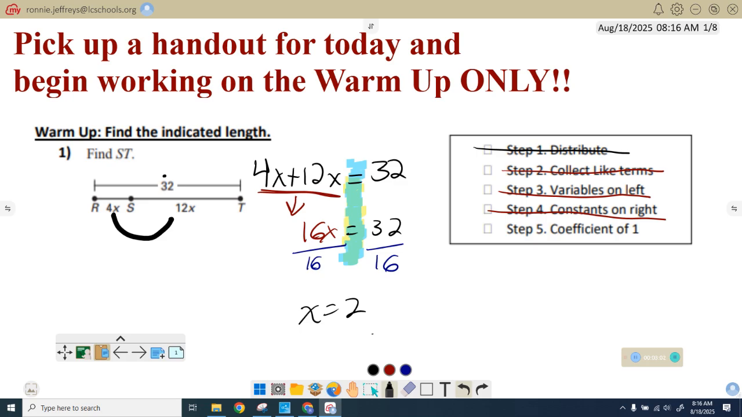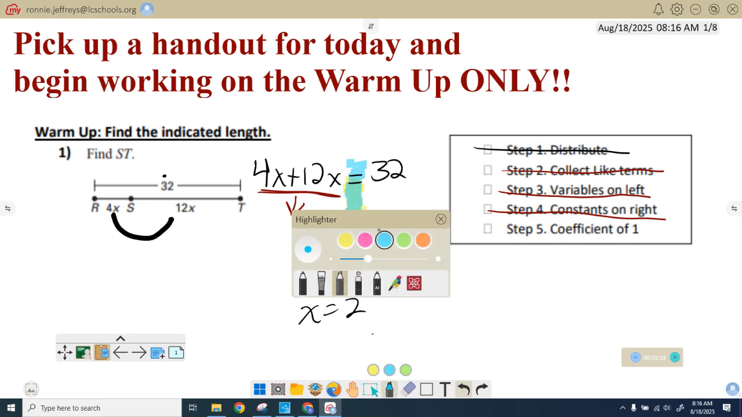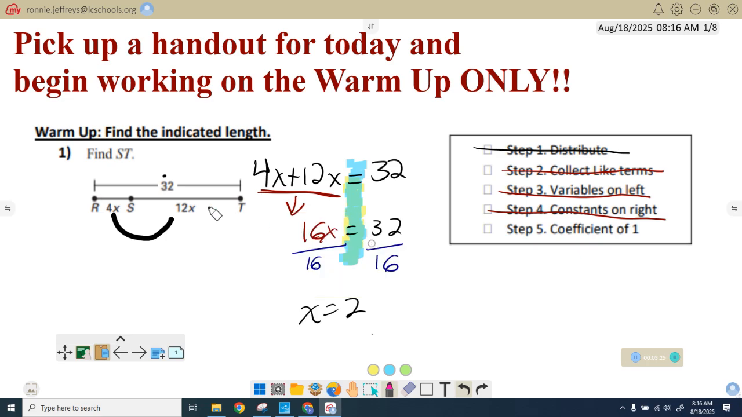Is that what we're asked to find? Are we asked to find x? No. Okay, we're not asked to find x. We're actually asked to find ST. Okay, and ST, don't worry, I got y'all. I know y'all aren't awake yet. I got y'all. Okay. Bless you. ST is right here.